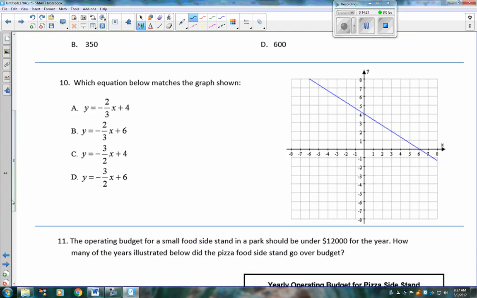Okay. Which equation best matches the graph? What's my y-intercept? 4. So it can't be B and it can't be D. Come on, guys. Focus. What is my slope? Negative 2 over 3. So it can't be C. So the answer is A.